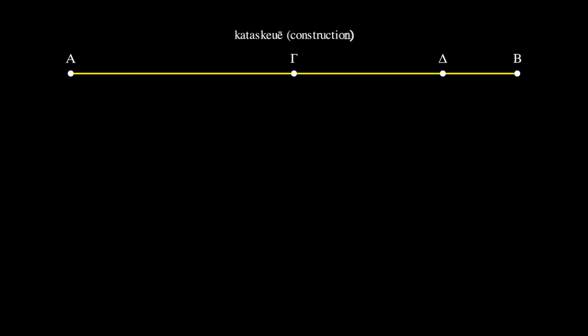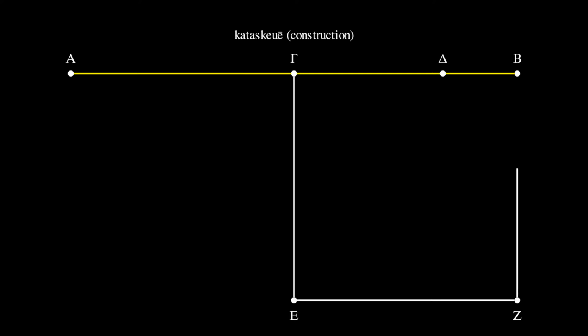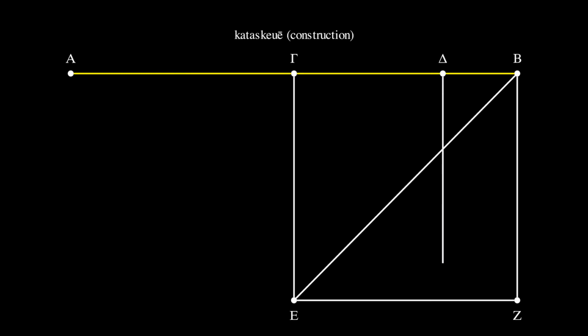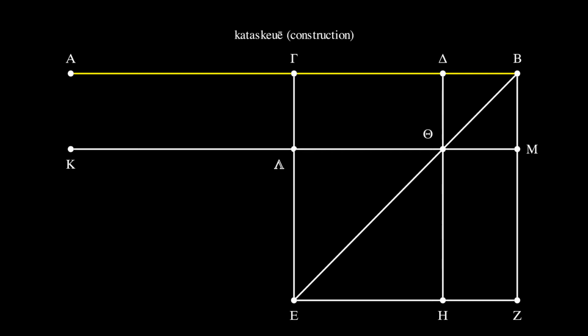In the kataskeue, the construction is extended to hold enough information for the proof. For on the line gamma beta, let a square be set up, namely the square gamma epsilon zeta beta, by a construction of book 1, proposition 46, and let the line beta epsilon be joined. And through the point delta, let the line delta eta be drawn parallel to either the lines gamma epsilon or beta zeta, as by construction of book 1, proposition 31. And through the point theta, again, let the line kappa mu be drawn parallel to either of the lines alpha beta or epsilon zeta. And again, through the point alpha, let the line alpha kappa be drawn parallel to either of the lines gamma lambda or beta mu, by construction of book 1, proposition 31.